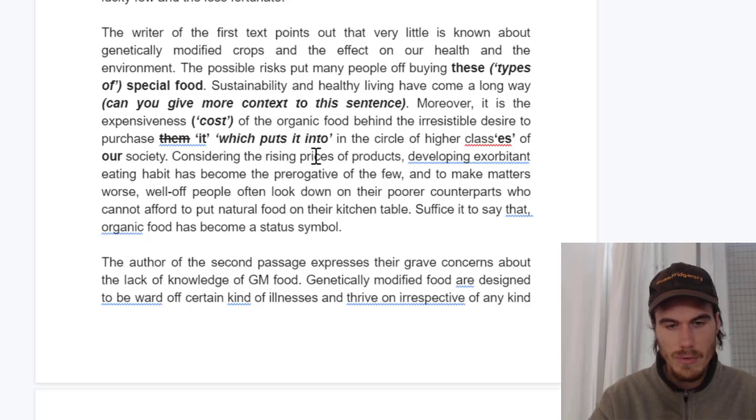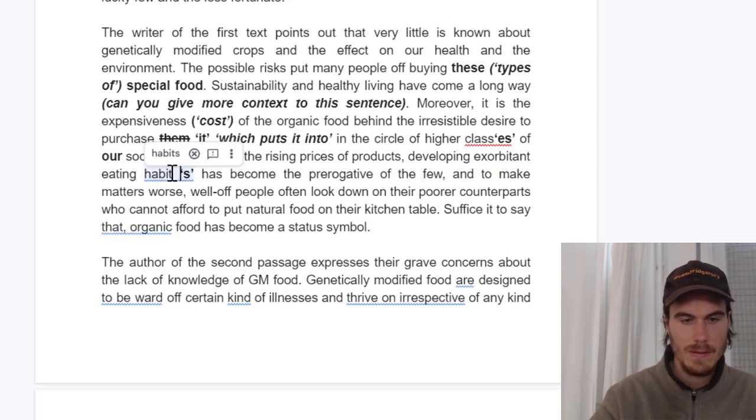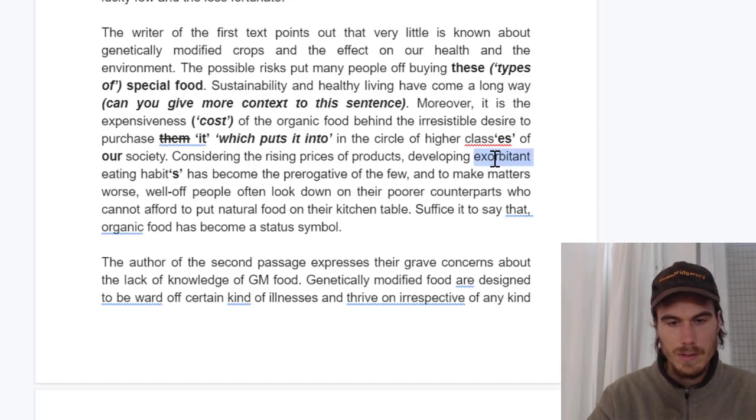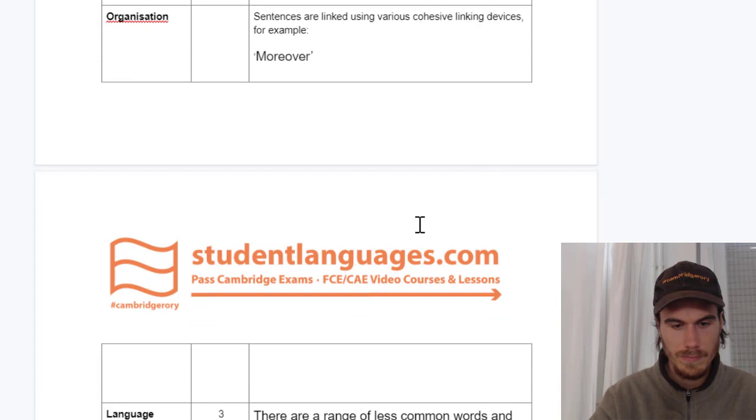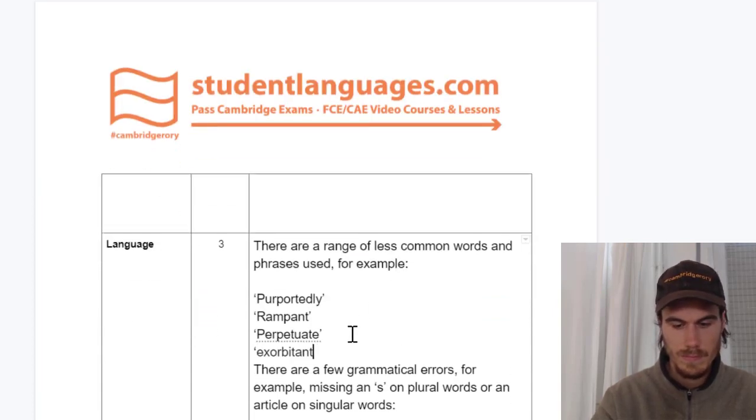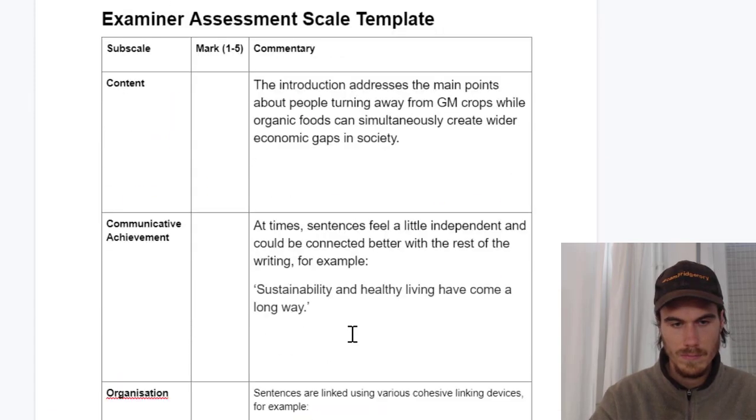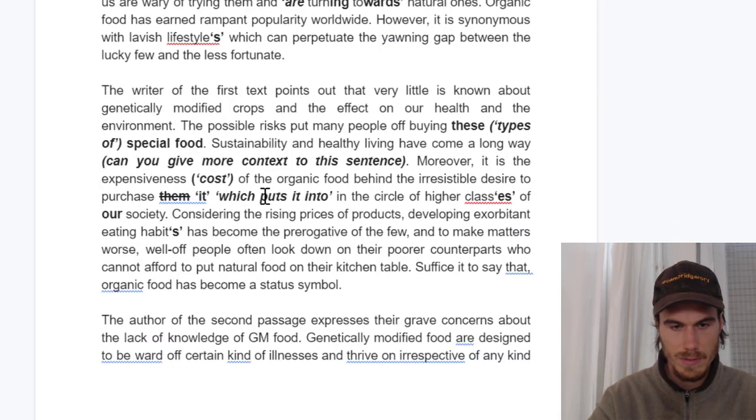"Considering the rising prices of products, developing exorbitant eating habit." Yeah, let's say habits with an S. That's a good word. Communicative achievement again, so I want to add that thing about "which puts" into this sentence here.